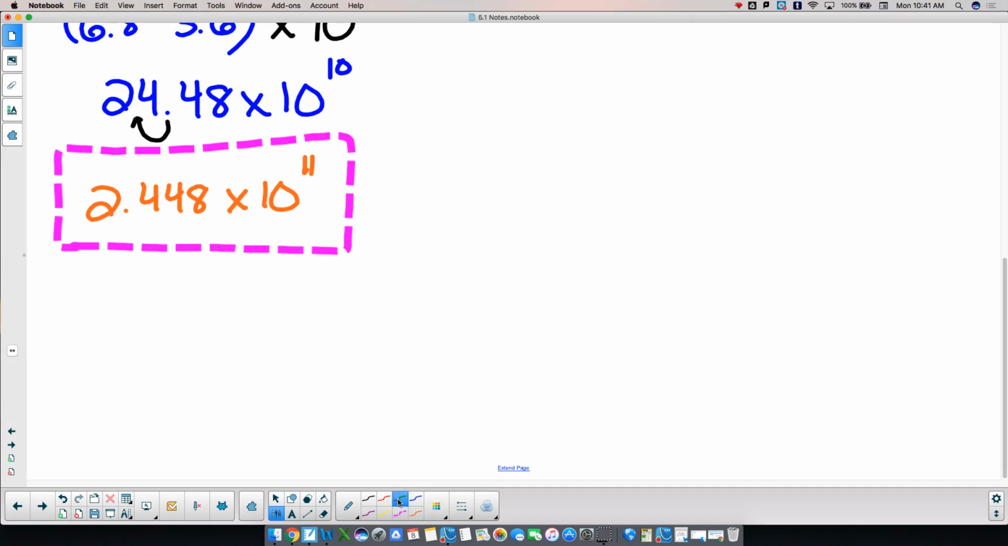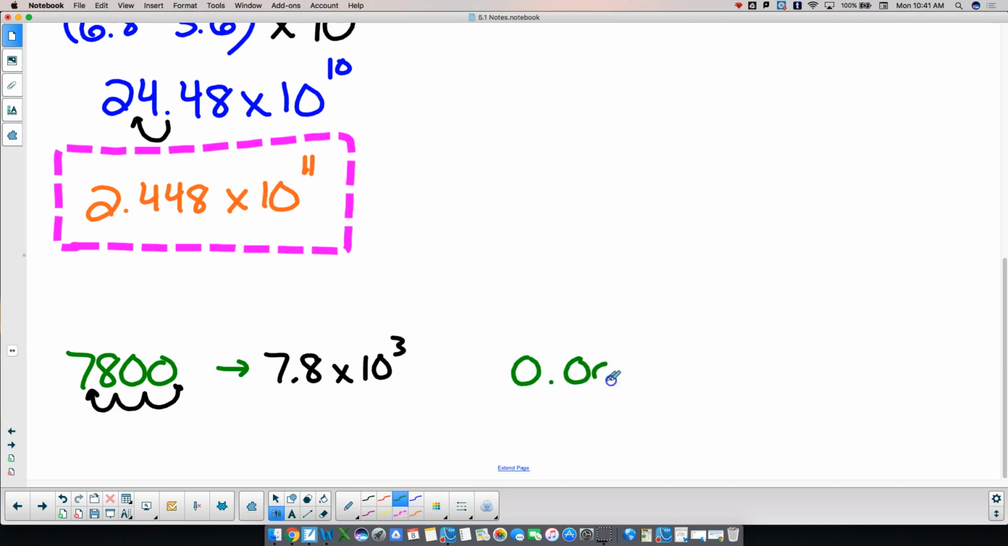If I had 7,800, in scientific notation, that is 7.8 times 10 to the third, because I take this decimal point and I move it 3 spots to the left. If I had 0.00078, I would take this decimal point 1, 2, 3, 4 to the right, so this would become 7.8 times 10 to the negative 4th. If I move that decimal point to the left, I add 1 to my exponent. If I move that decimal point to the right, I subtract 1 from my exponent. Okay?